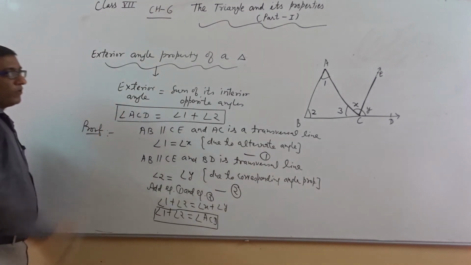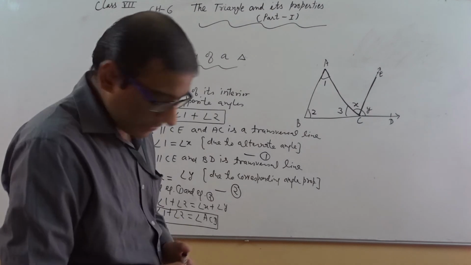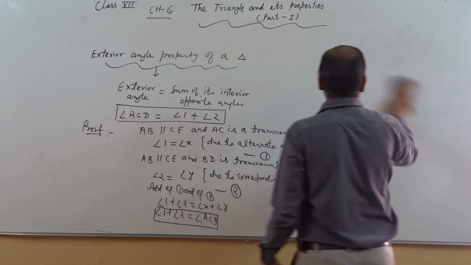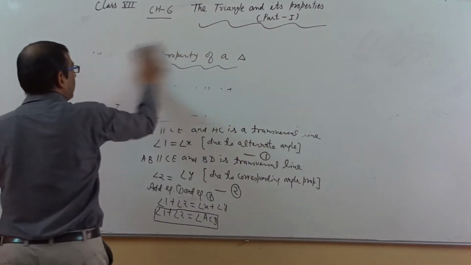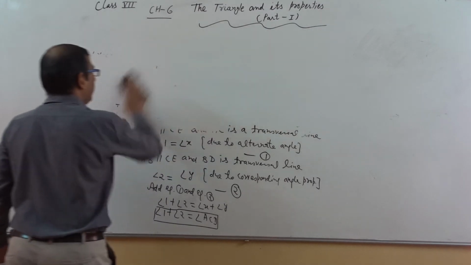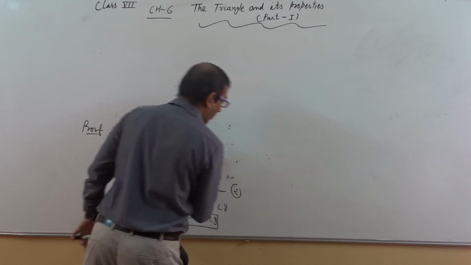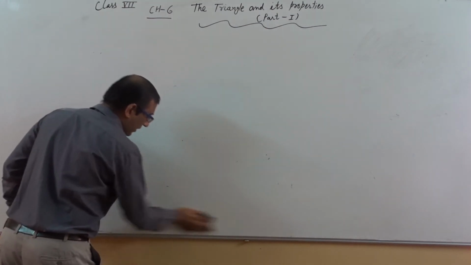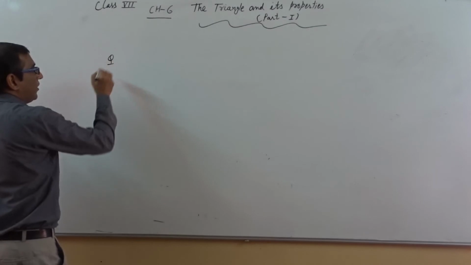Now we will solve one question which is related with this property, and it is a very useful property. It comes in so many questions which are related with the triangle. Now I am continuing with one question related with this property. As per this property, we can say exterior angle of a triangle is equal to the sum of its interior opposite angles. Now we will take one question related with this property.